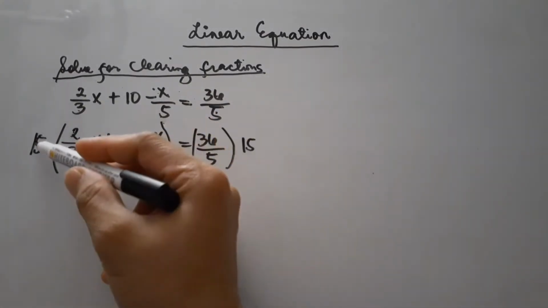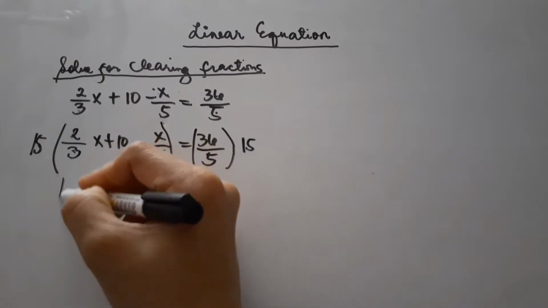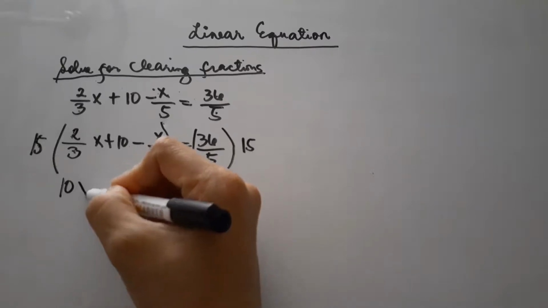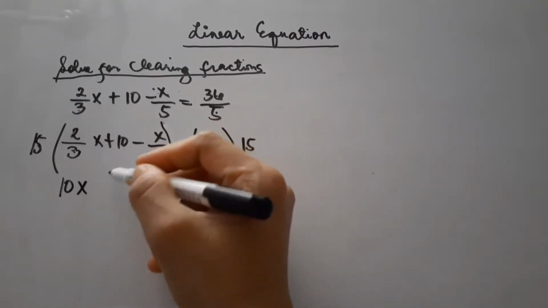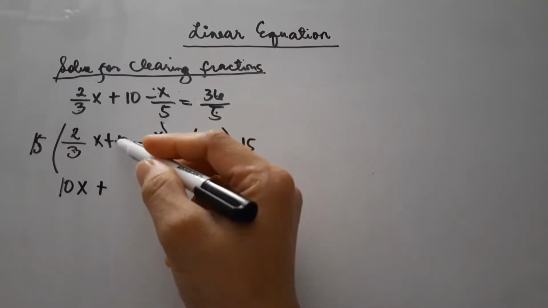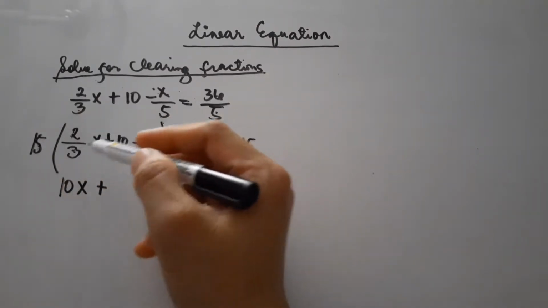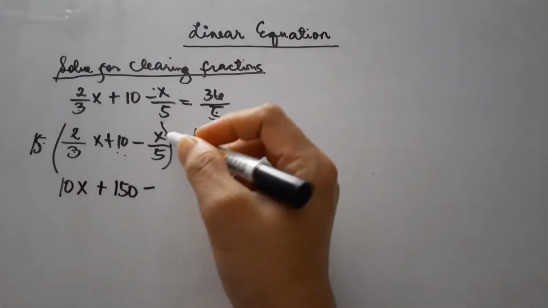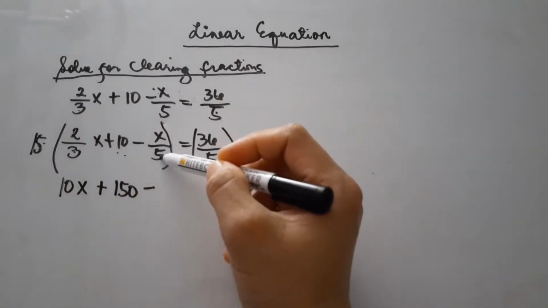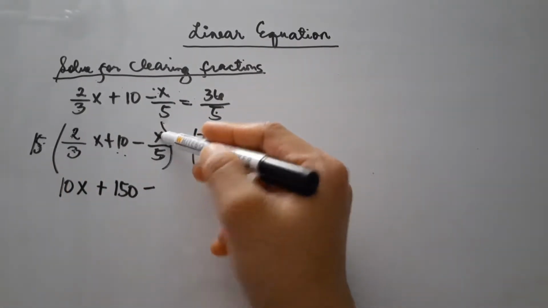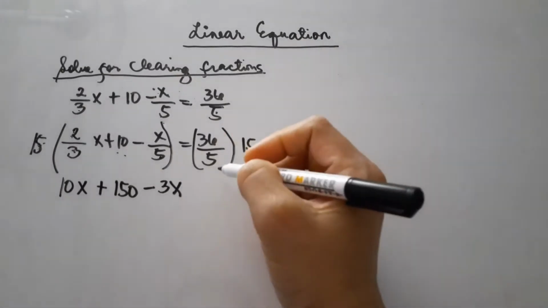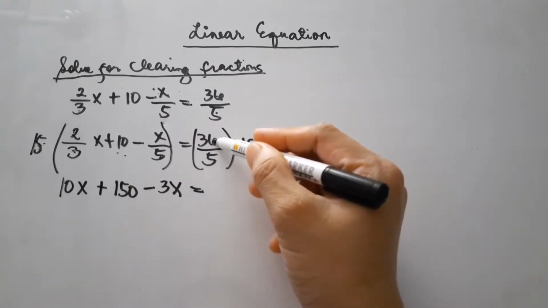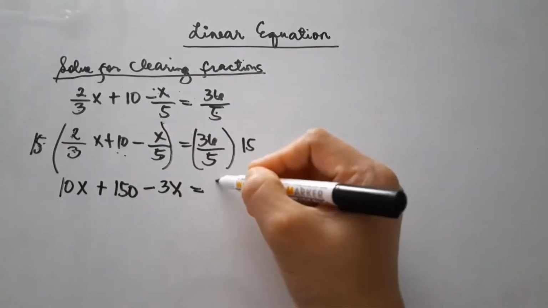And then before we simplify this one, we should divide. So 15 divided by 3 is equal to 5, times 2 from the numerator, so we have 10x. Then positive 15 times 10 becomes 150. And then we have 15 divided by 5 is equal to 3. 3 times x becomes 3x. So we have 3x here. And then on the right side we have 15 divided by 5, we have 3. 3 times 36 becomes 108.